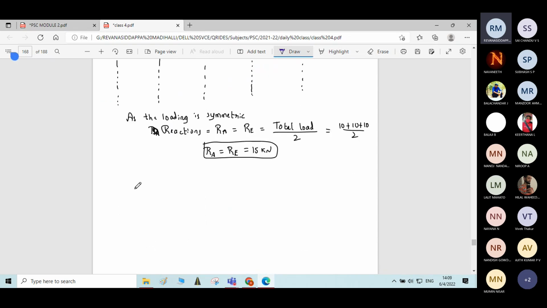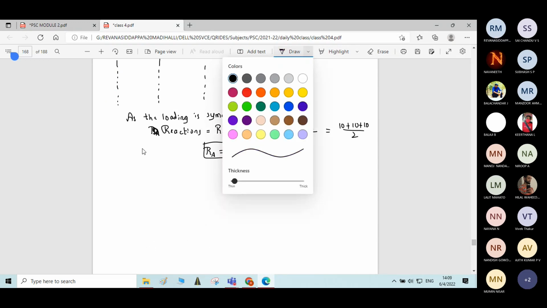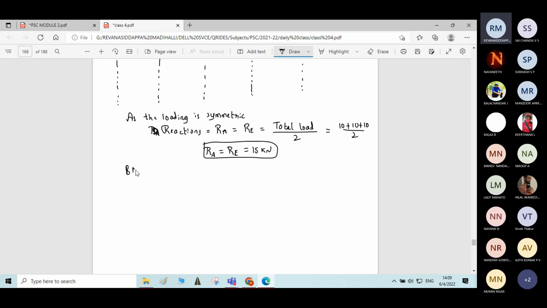Now you can find bending moment at each and every point. Bending moment at A is equal to 0 because it is a simple support. At simple support, the moment will be 0. Then you find bending moment at B. MA is equal to 0.